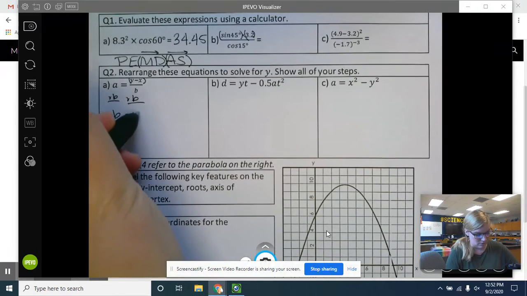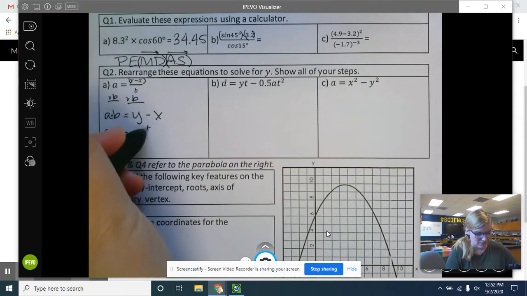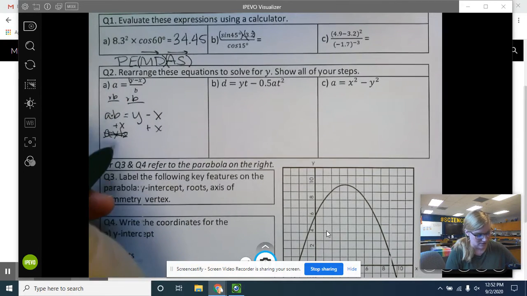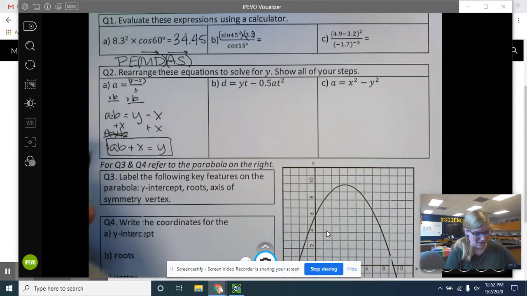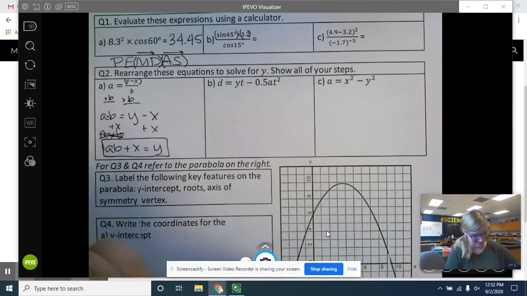And then that's going to equal our y minus x. Now I have to get my y alone, so I add my x to both sides. So you have ab plus x equals y. And then boxing in answers is always good. Makes everyone's life easier.